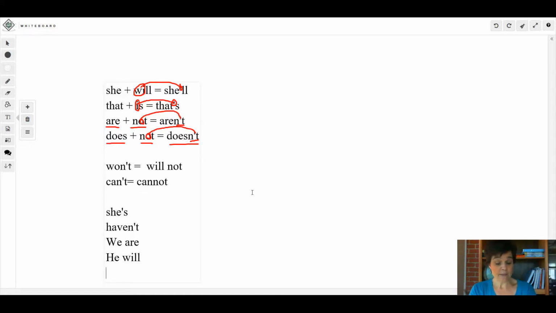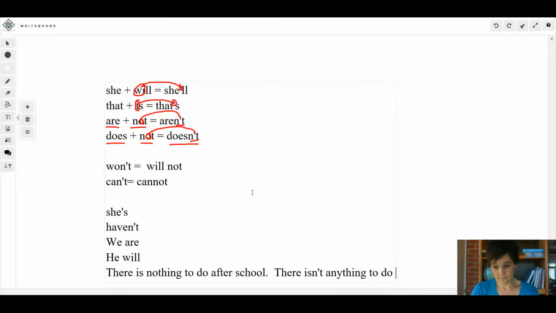There's a couple of ways you can write it, but this is the way I would write it. There is nothing to do after school. Notice I took this negative away here. So you just have one negative. You don't want to have two negatives in a sentence, if that makes sense to you. I think I just confused you.